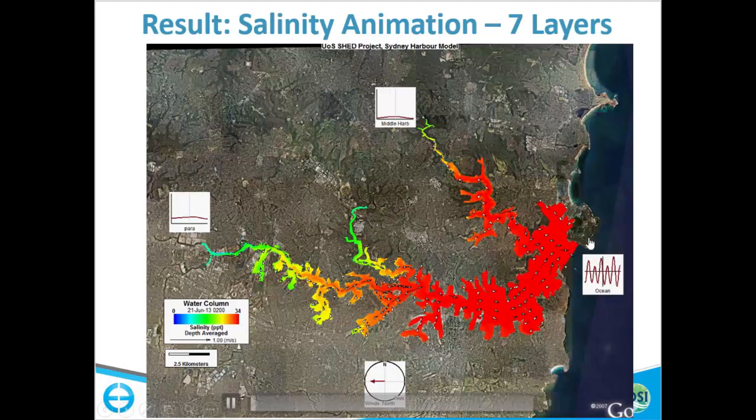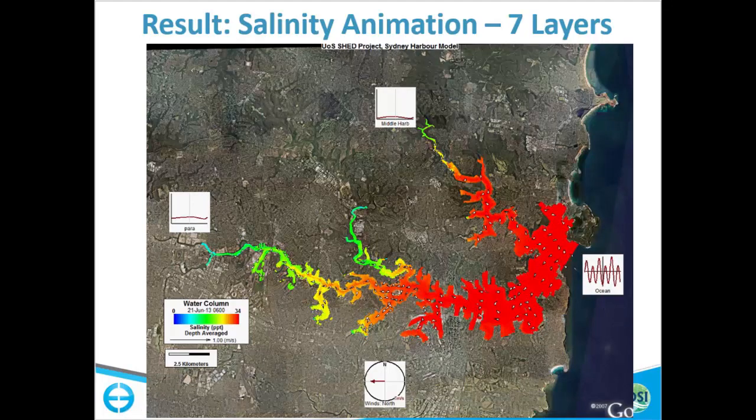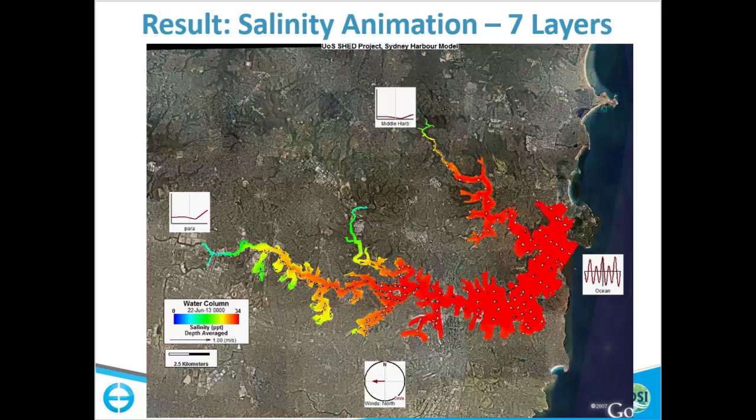Now I'll show you the animation of the salinity, depth average salinity. In this animation, these are two major rivers that are flowing into the system, and I have also shown the velocity directions in the animation, so you can see in which direction water is flowing. When there is a flood tide, you can see the velocities coming into the system, and on the ebb tide going out.